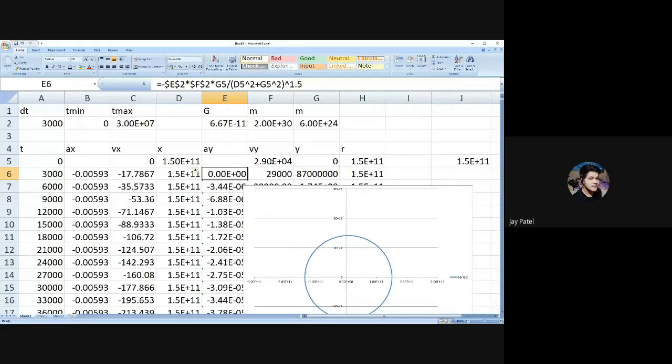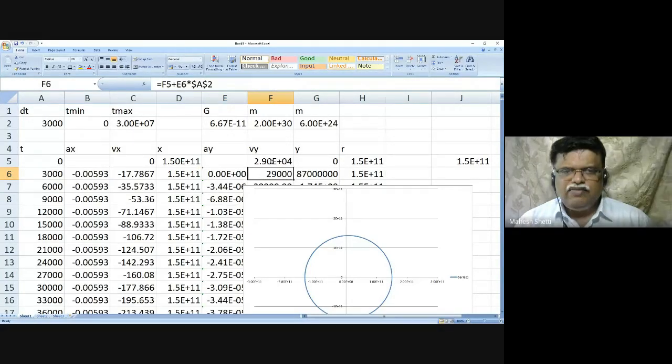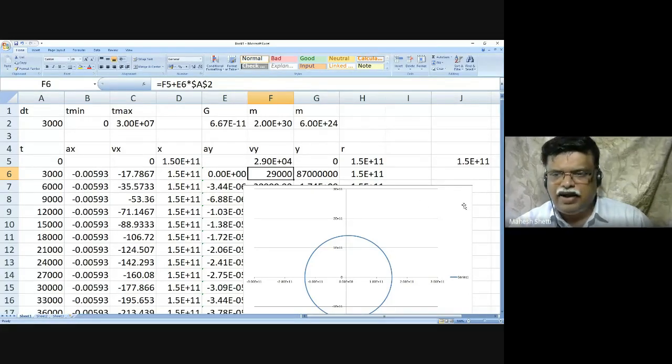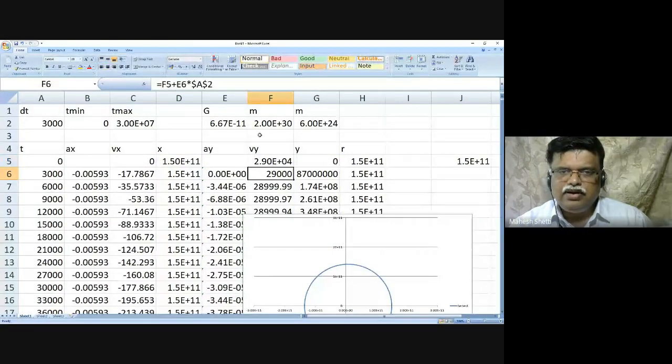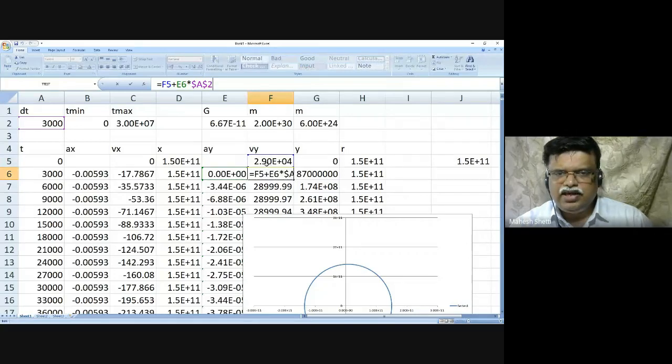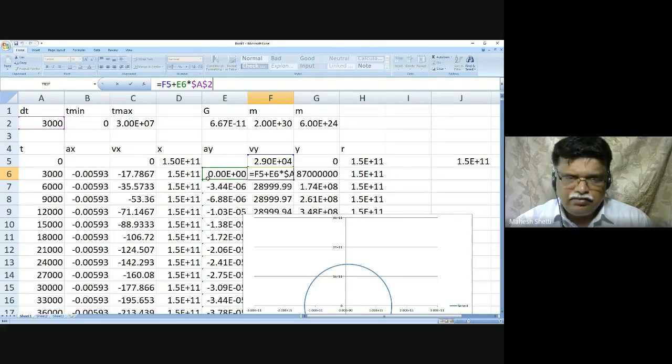Sir, can you please show the Vy and Y formulas? Okay, the Vy formula is the earlier one. Let me click in the formula bar so you know which cells are being used. You see, I'm using basically 3 cells: the earlier Vy value, which is in blue, the present Ay value, which is in green, and the delta T value, which is here. Just 3 things.